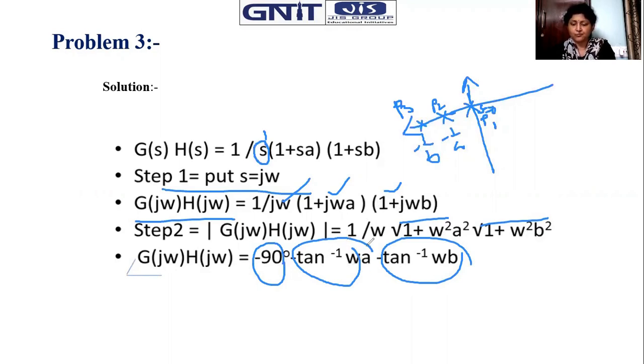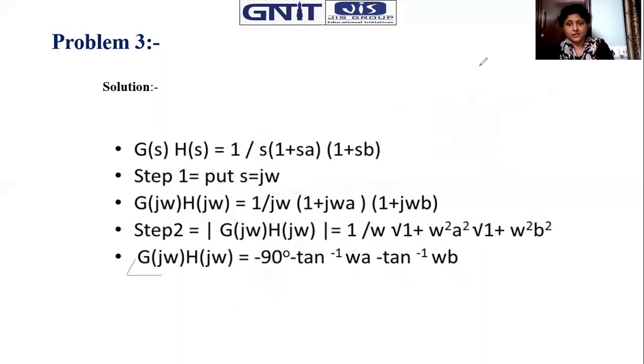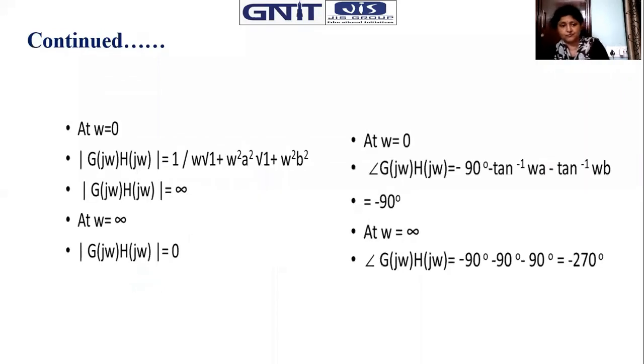And what is the magnitude? 1 by omega into root under 1 plus omega square A square into root under 1 plus omega square B square. So from the previous example, an additional part is there, that is omega, and an additional phase part is there, that is minus 90. Okay, just try to observe and compare. Let me clear and move forward.